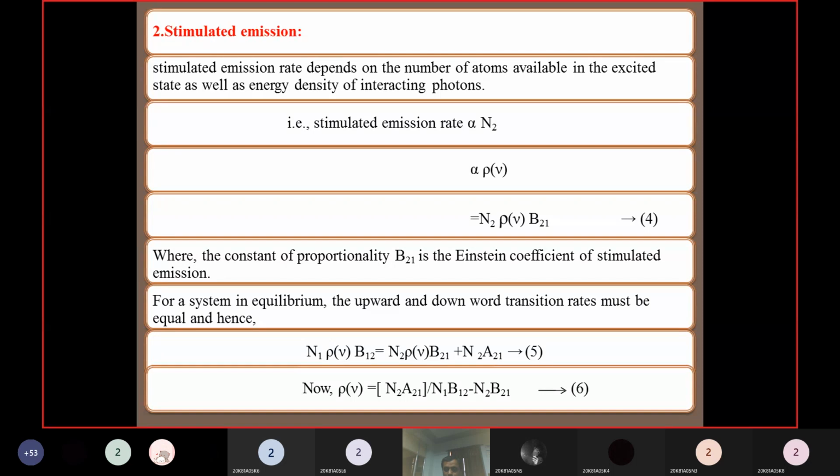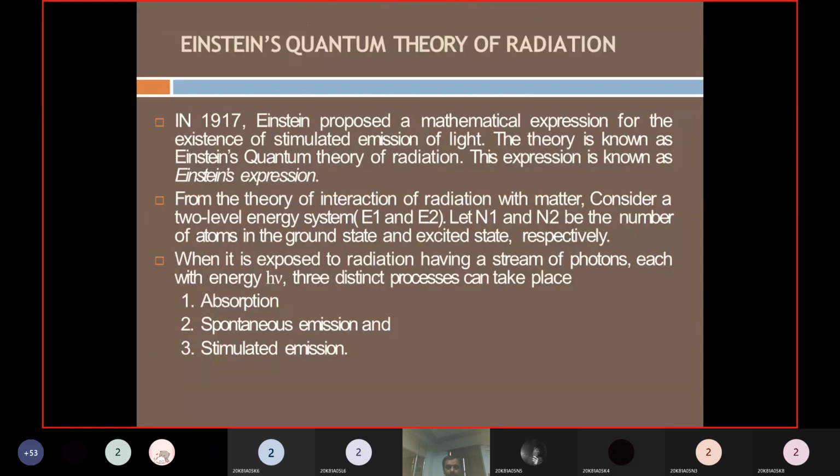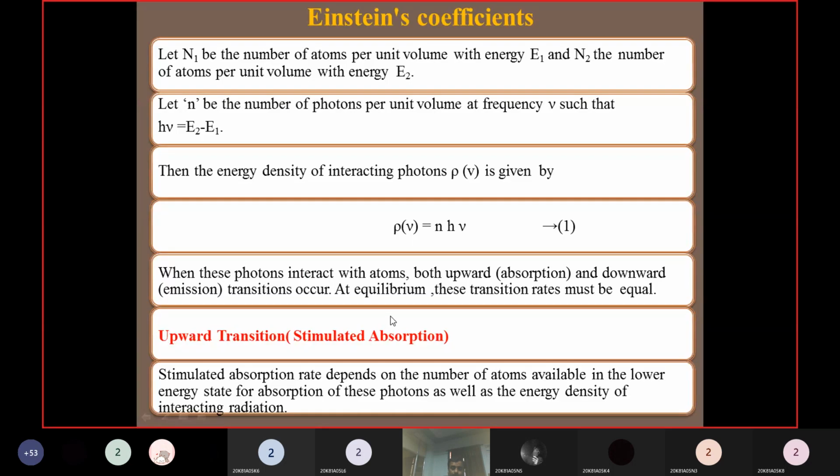I will explain once again briefly. There is interaction of radiation with matter. For explaining this interaction, Einstein proposed some equations, and we are discussing those coefficients. For explaining them we take three processes: the first is absorption, the second is spontaneous emission, and the third is stimulated emission.